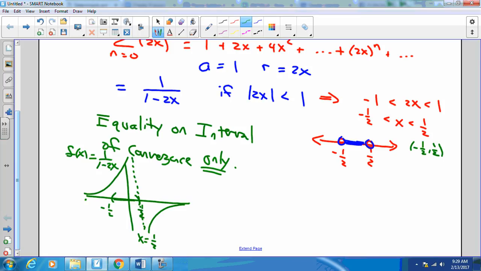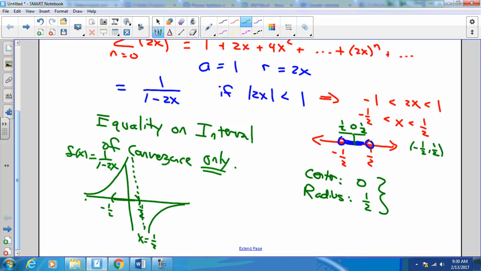Another way that I can characterize that interval of convergence is in terms of a center and a radius. In other words, as a neighborhood. And if I look at the center, that center is 0, and the radius of convergence is 1/2. In other words, I start at 0 and I go out 1/2 in either direction.